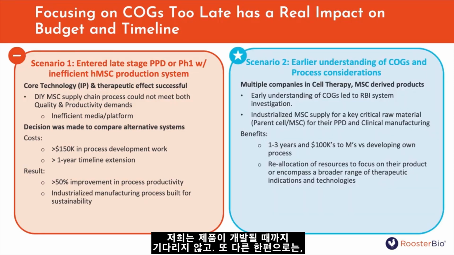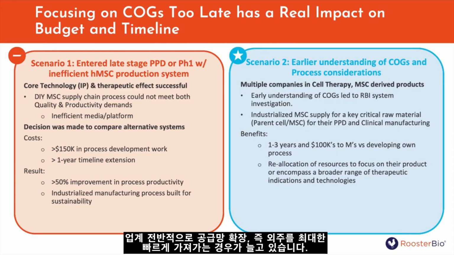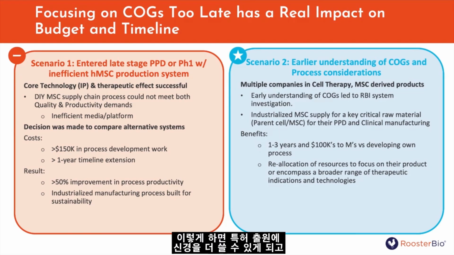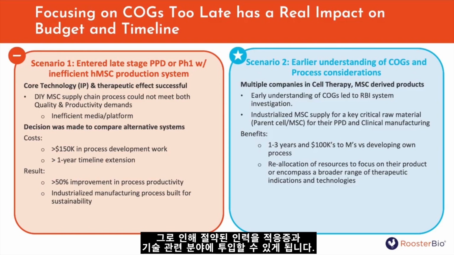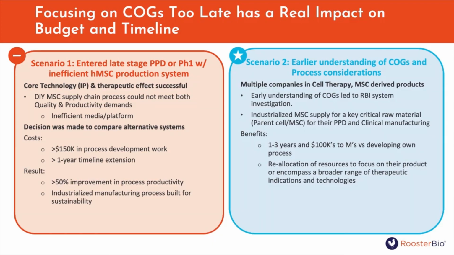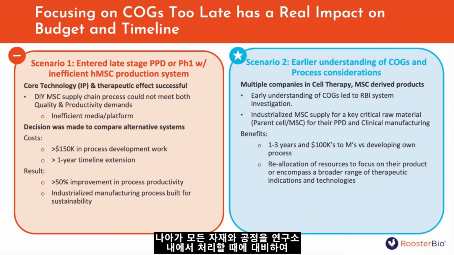We've worked with a growing number of product developers who have industrialized key pieces of their supply chain early, as opposed to waiting until late in their product development. This has allowed them to operate with a leaner focus on their IP or reallocate resources to broaden the range of therapeutic applications and technologies. This impact is potentially applicable, such as shifting resources to COVID-related studies. This has saved years and hundreds of thousands to millions of dollars versus developing every material and process internally.